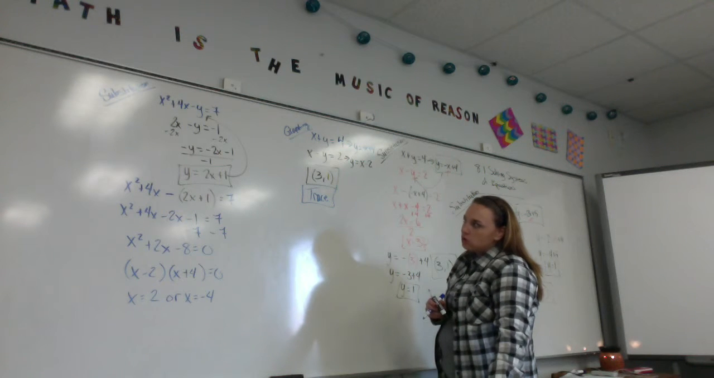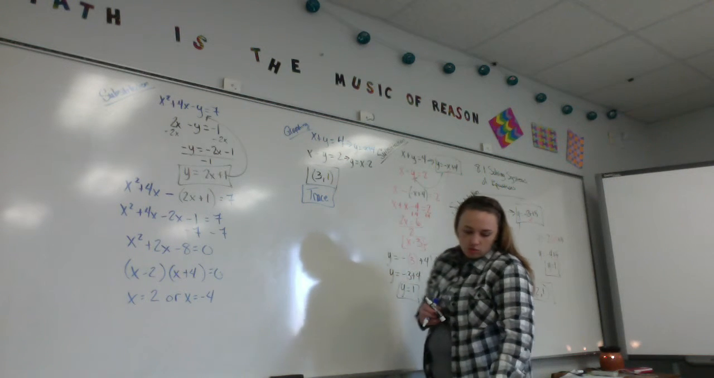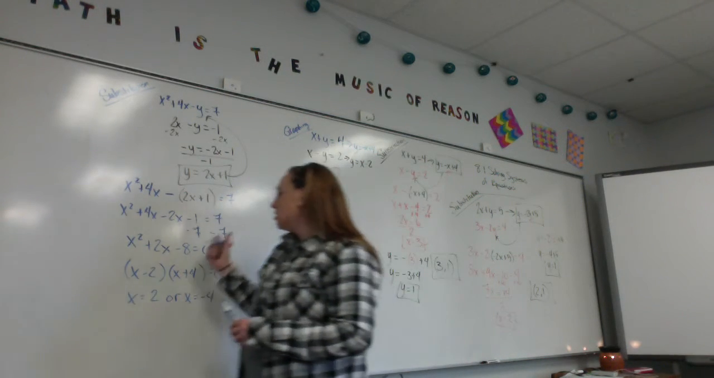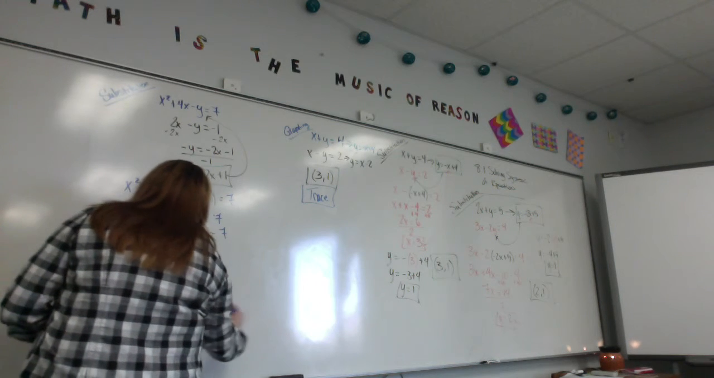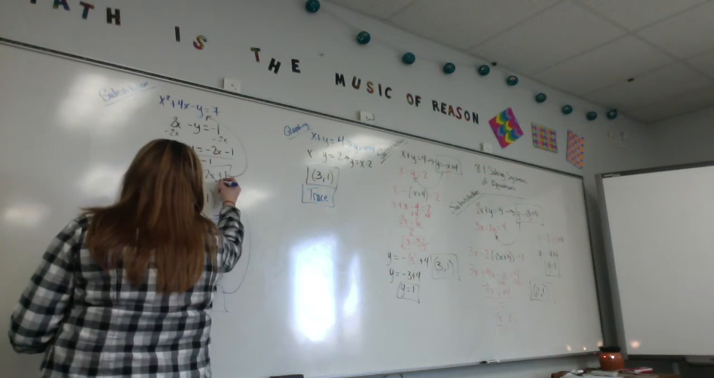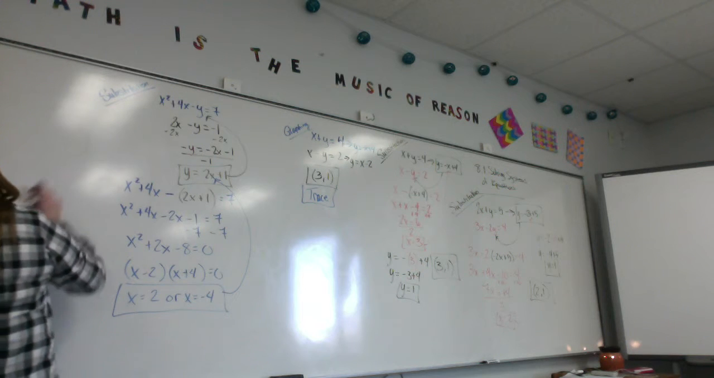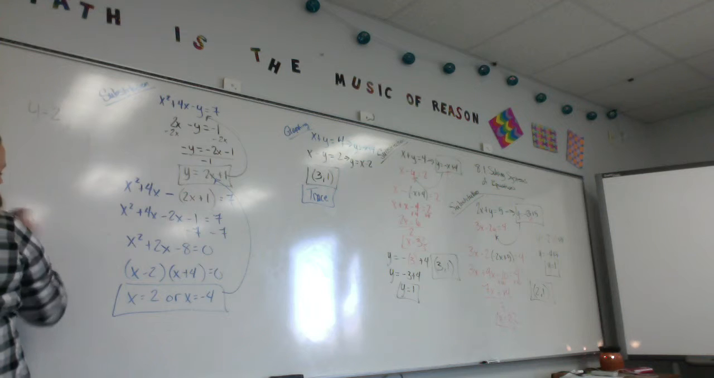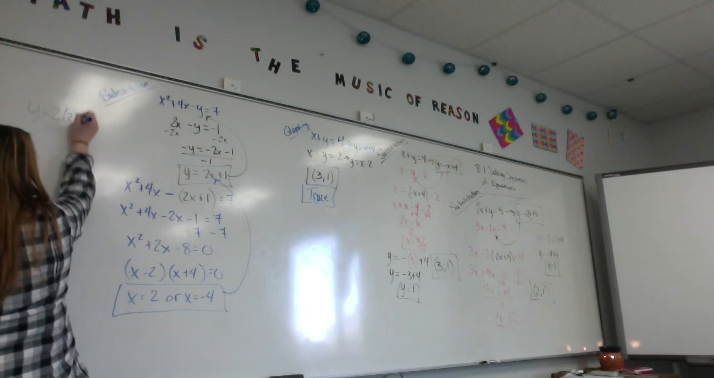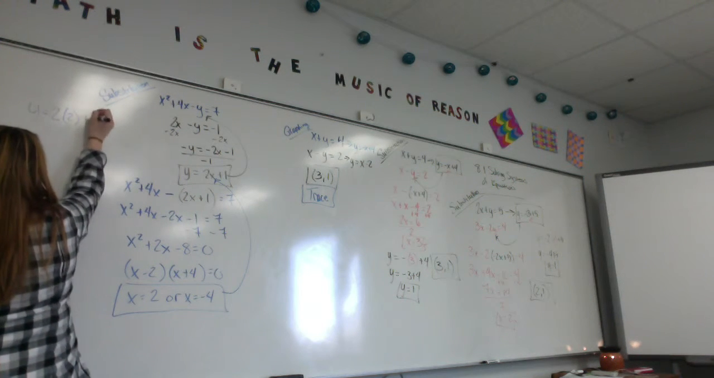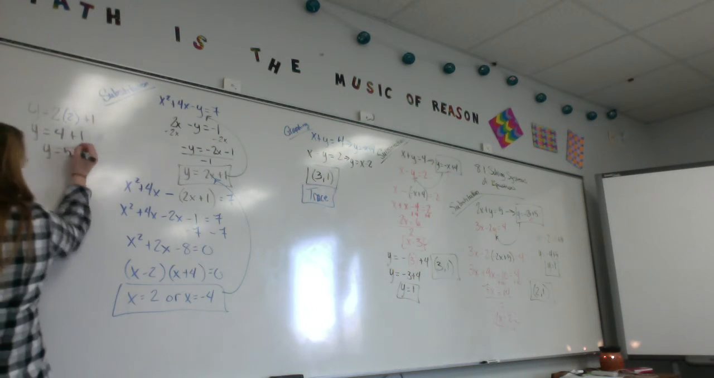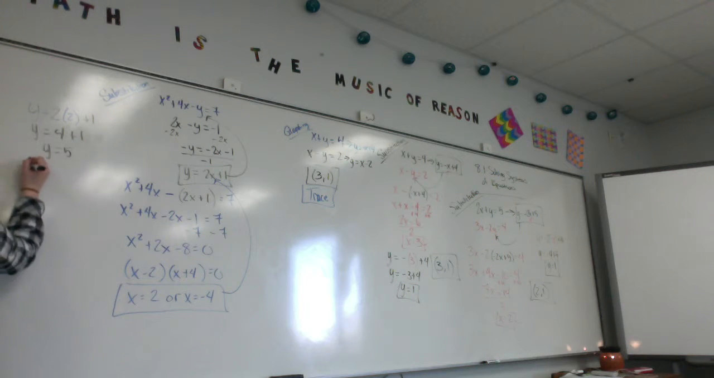Okay, so I'm going to plug it into this equation right here just to see. So let's take these x's and plug it in there. Okay, and I'm going to get y equals 2 times 2 plus 1. So y equals 4 plus 1, so y equals 5. So when it's 2, I get (2, 5) as a solution.